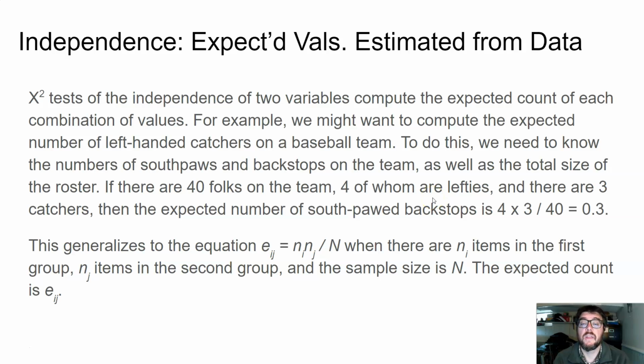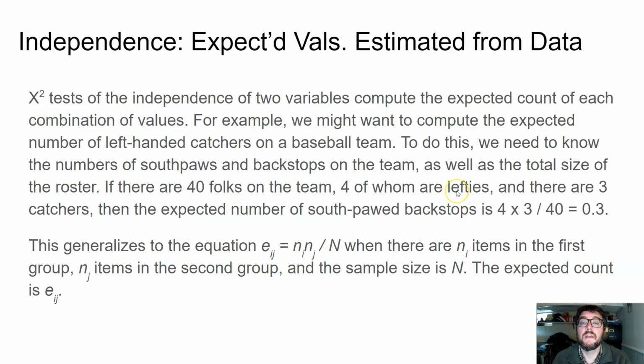When we're doing a chi-square test of independence, we're working with two discrete variables, two different ways of dividing our observed items into groups. For example, in baseball, with players as the unit of observation, one way of dividing players is into left-handed or right-handed players. Another way of dividing them is into catchers and everybody else. Those are two discrete variables, and for each person, our observation would be left- or right-handed and catcher or non-catcher.